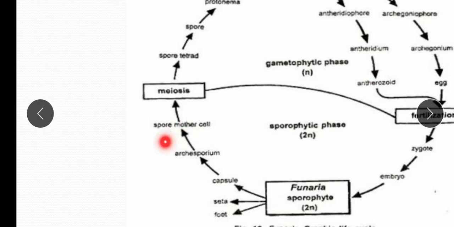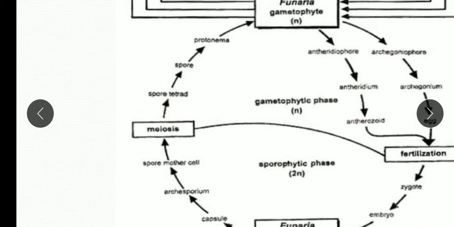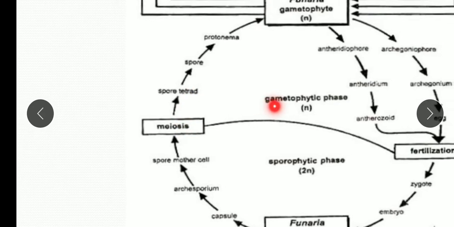So spores are formed from the spore mother cells, and the spore mother cells undergo meiosis. Because the spore mother cell is diploid, after meiosis it forms haploid spores. These haploid spores further germinate and form the protonema, the first structure, and then they develop into the gametophytic body. So after meiosis, when the haploid spores form, the gametophytic phase starts.